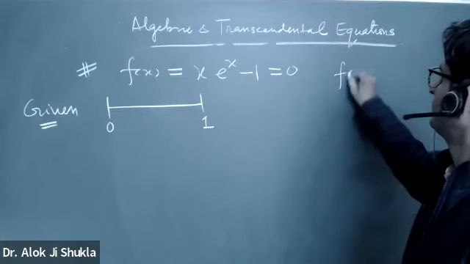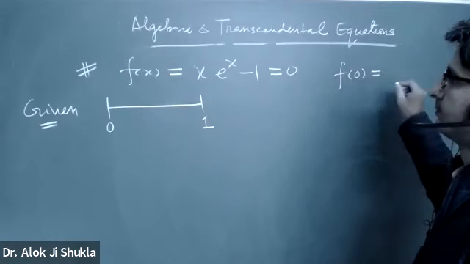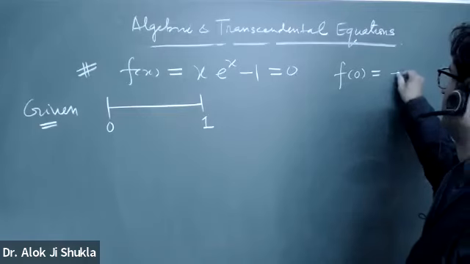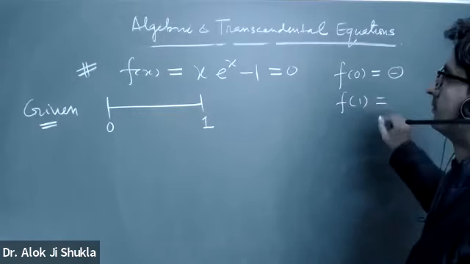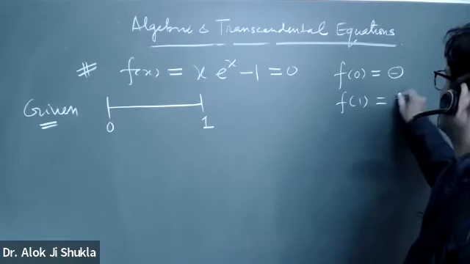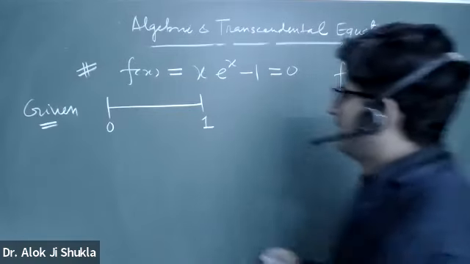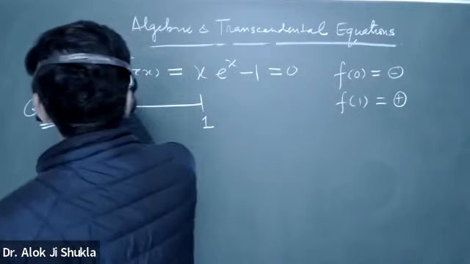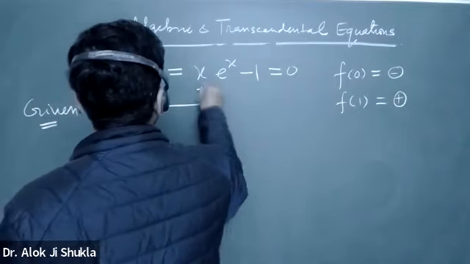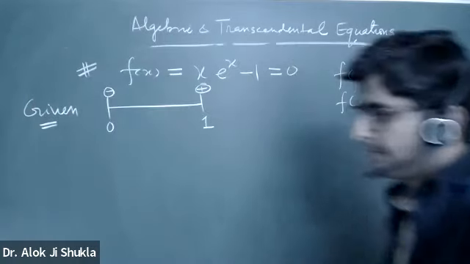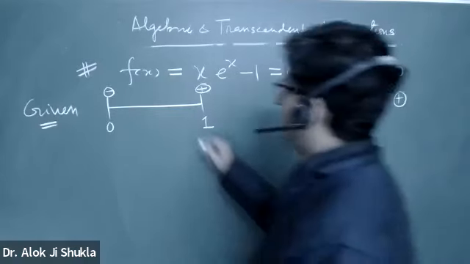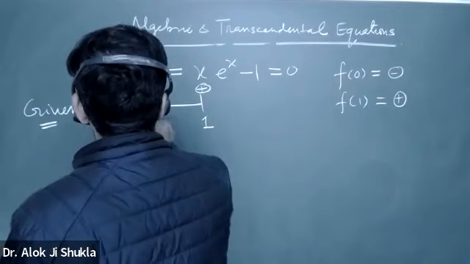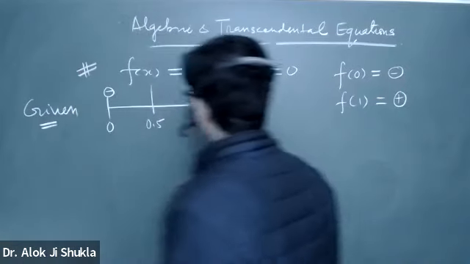So what is f(0)? Negative. What is f(1)? Positive. So yes, there is a root. So 0 is negative and 1 is positive. Correct? Okay. So let us start by taking half, that will become 0.5.